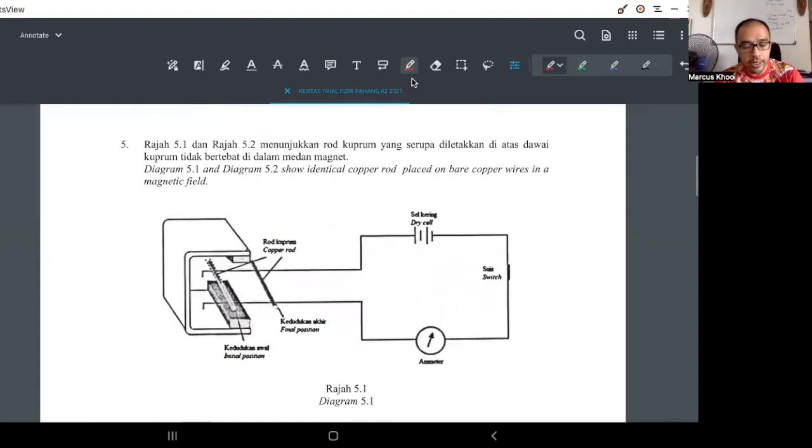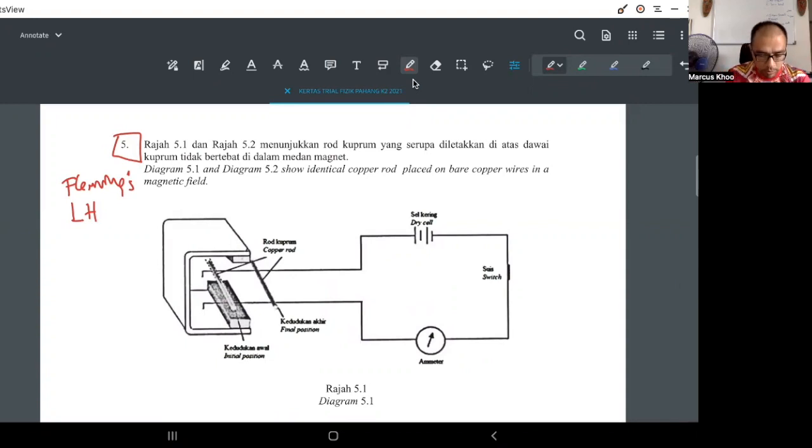So number 5, again, as I said, 5 and 6, we expect it to be comparison and relationship questions. So diagram 5.1 and 5.2 show identical copper rods placed on the bare copper wire. Once again, we see the copper rod. If you remember from yesterday, this is Fleming's left hand, used to determine the direction of the copper rod.